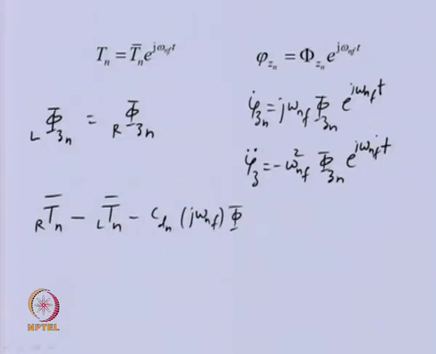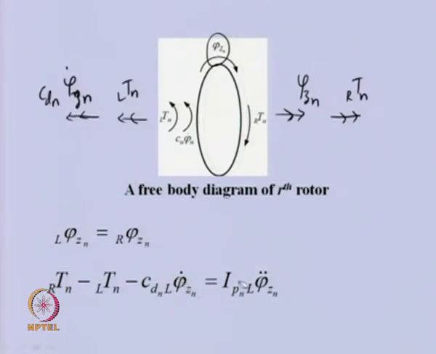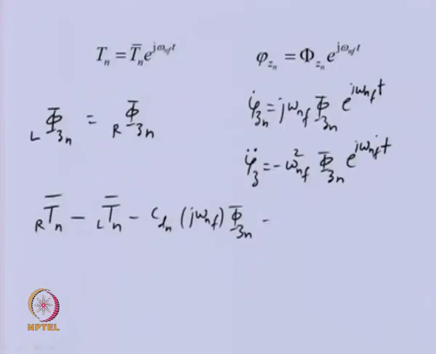capital phi. e raised to j omega t I am taking out, so this term will not be there. So, you can see that we have expressed this equal to the inertia term. So, here we will be having plus. You can see this is the first equation, this is the second equation.